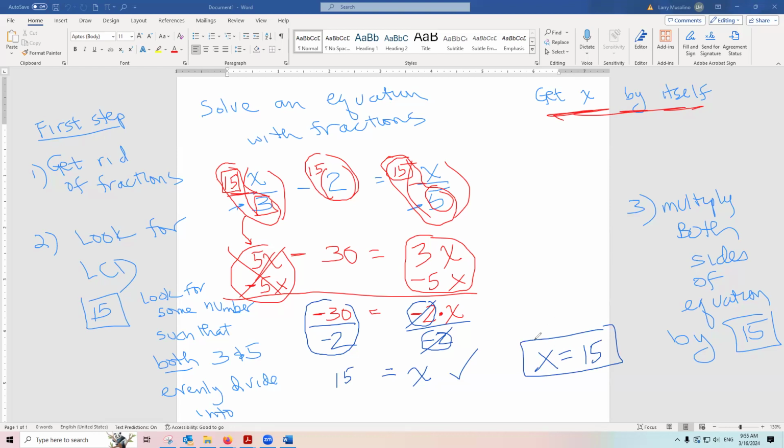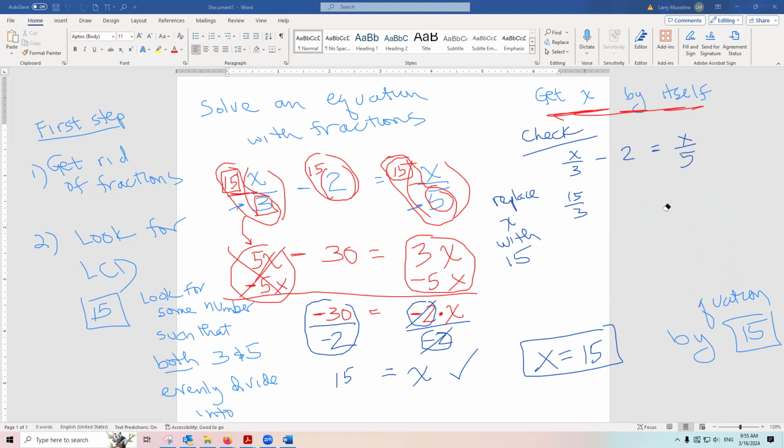I could check my answer on this. Let's say I wanted to check my answer. Maybe this is an exam problem, and I want to double check my answer before I submit it. Well, here's what I could do. Let me go back to the original equation, which was x over 3 minus 2 equals x over 5. I'm going to replace x with my answer, 15, and see if I get a true equation out of this. I don't have to do this check, but it's a good idea to double check.